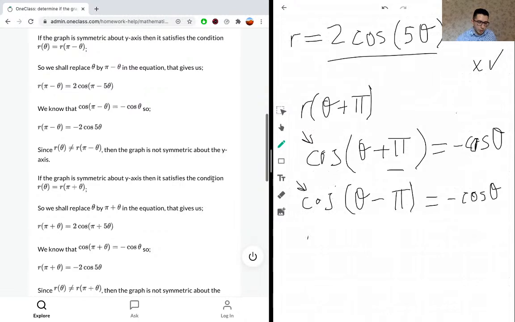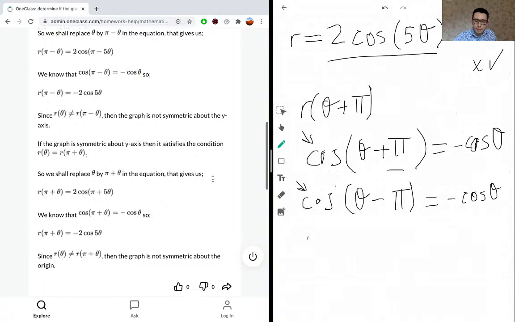We can include the 2 in the front, but the 2 doesn't really affect it, and the 5 also doesn't affect it. So really we only care about the angle in the cos component, and we know that it's only for x-axis symmetry. So here we only observe x-axis symmetry for the presented equation.